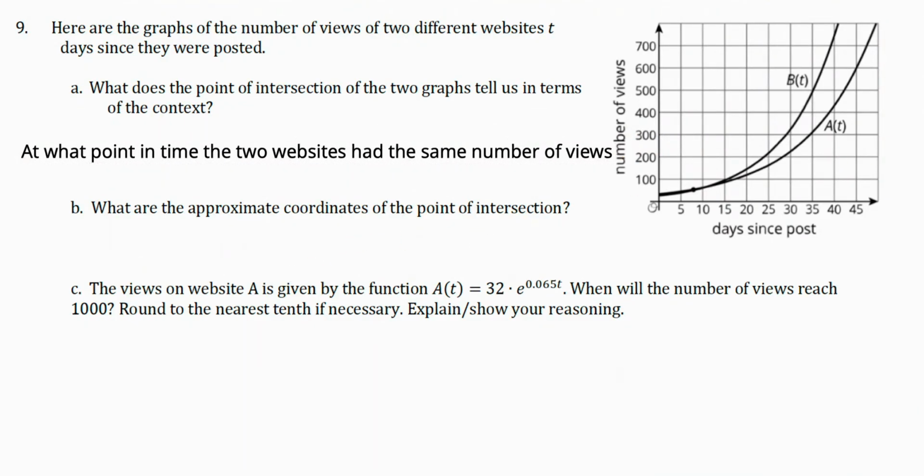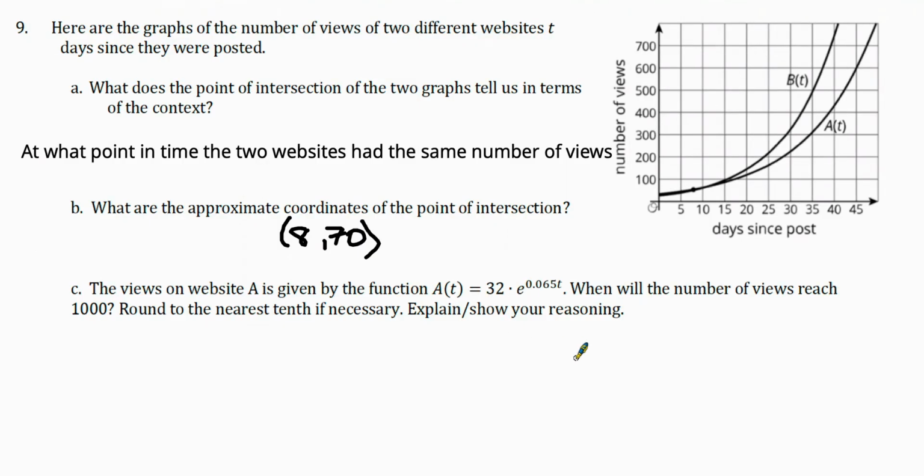What are the approximate coordinates of the point of intersection? So here, we don't have any way of solving this. We are just using the graph to approximate. So, I mean, I don't know. It looks like maybe 8, 70, I think, would be a good approximation. So what that means is 8 days later, they had about the same number of views, and that number of views was 70.